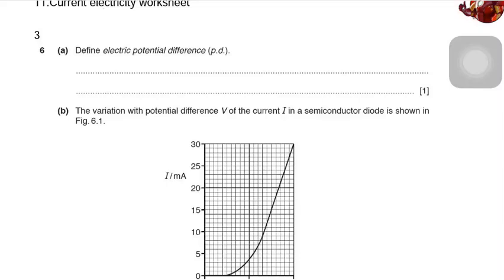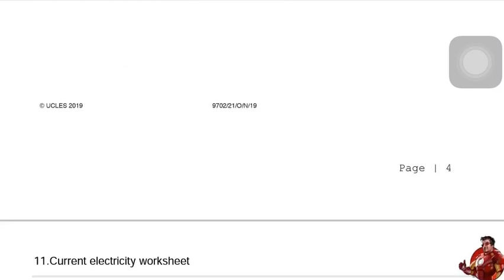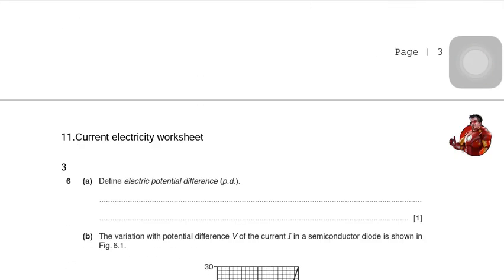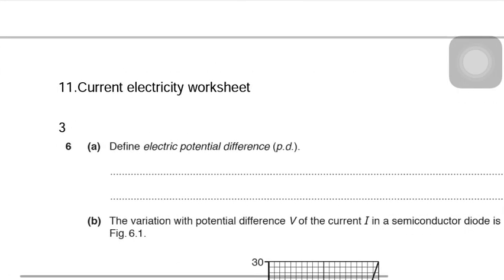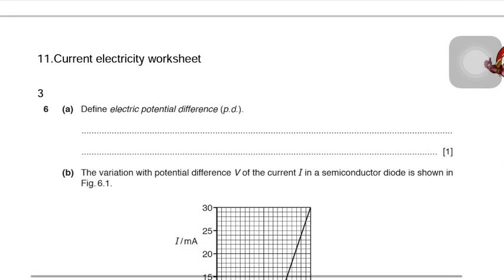Okay, now we are going to look at the third question. This is October, November 1921, question number 6. If you haven't read the question, pause the video and read it.